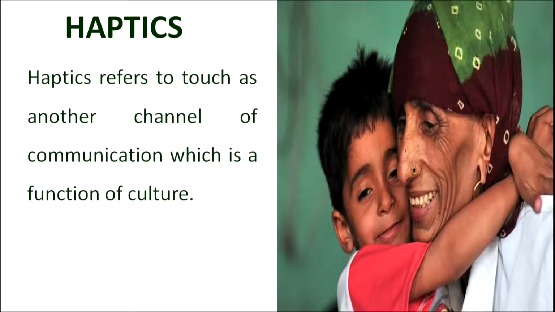For example, if we are sharing an intimate space, then the distance between two people or more than two people has to be between 0 to 18 inches. Whereas, when you are meeting somebody formally, then the distance has to be between 4 feet and 12 feet between you and the other person. Haptics. It actually refers to touch as another channel of communication, which is a function of culture. It has been found that North Americans touch less, whereas people in the Asian culture have a tendency to touch each other more and express their feelings through touching.